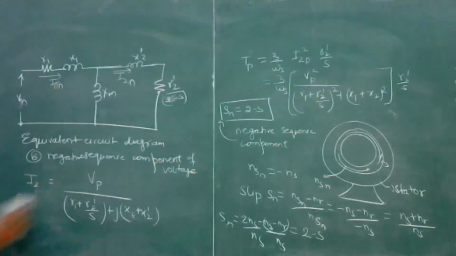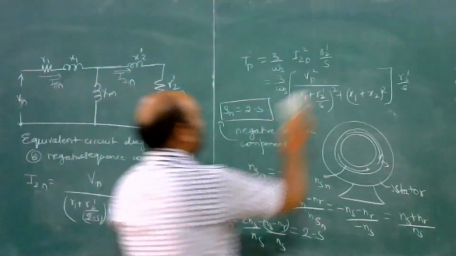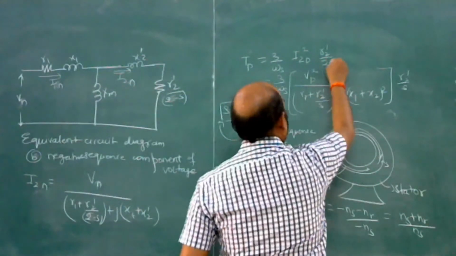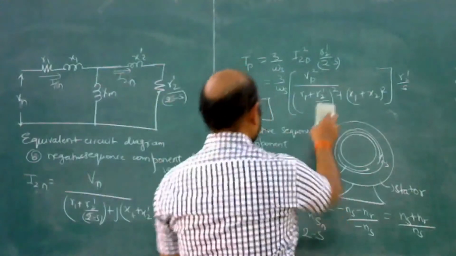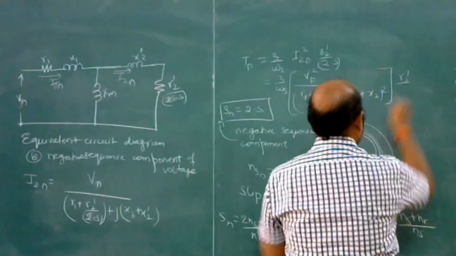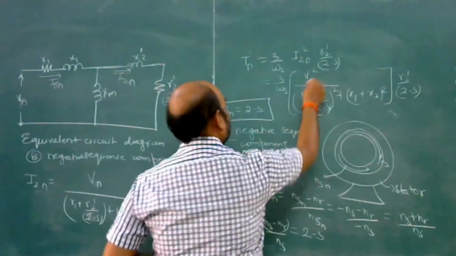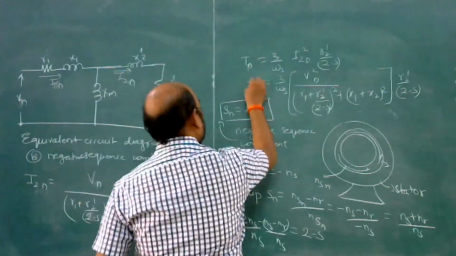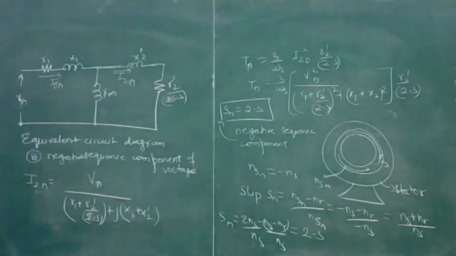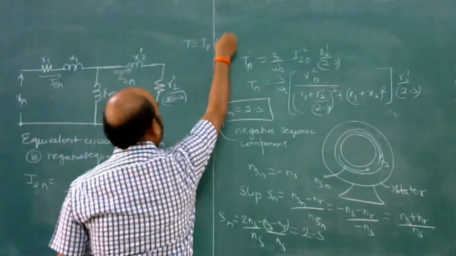Now this will be IN, this will be N, this will be 2 minus S, 2 minus S, so this will be the value of negative sequence torque. Now we have two torques. Net torque will be equal to TP plus TN.